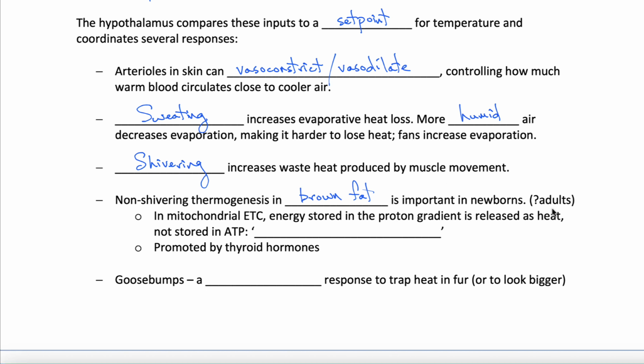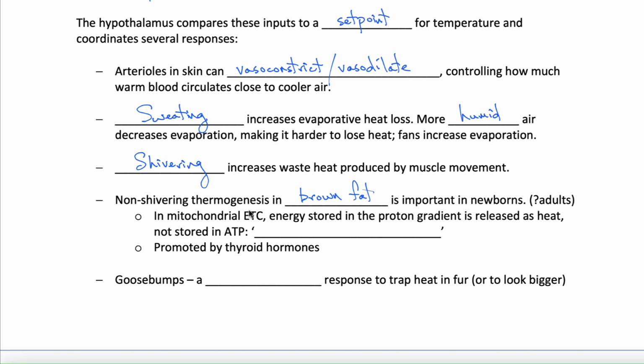It's not really clear how important this is in adults. It used to be thought that it wasn't important at all in adults, but now that thought is changing. How non-shivering thermogenesis is done is that in the mitochondrial electron transport chain, remember, a proton gradient is generated, and then protons fall down their concentration gradient through ATP synthase, and that stores that energy in ATP.